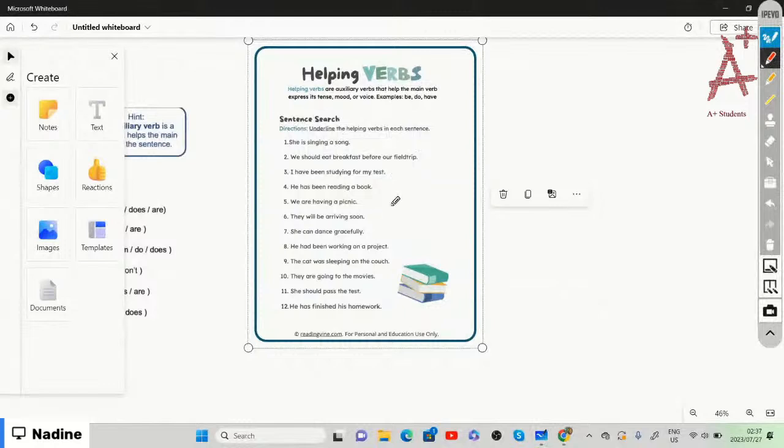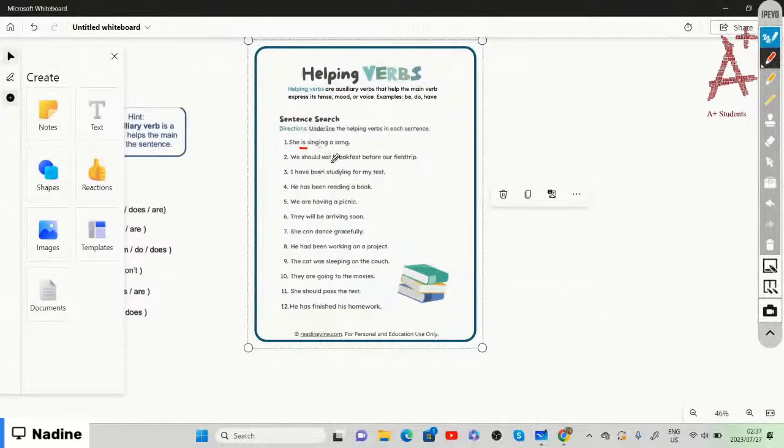All right, so if we identify the helping verb within the sentence, then we're going to say it is, she is. So is is our helping verb that goes in front of our main verb, which is singing. So is is the helping verb or the auxiliary verb, and our main verb is singing.